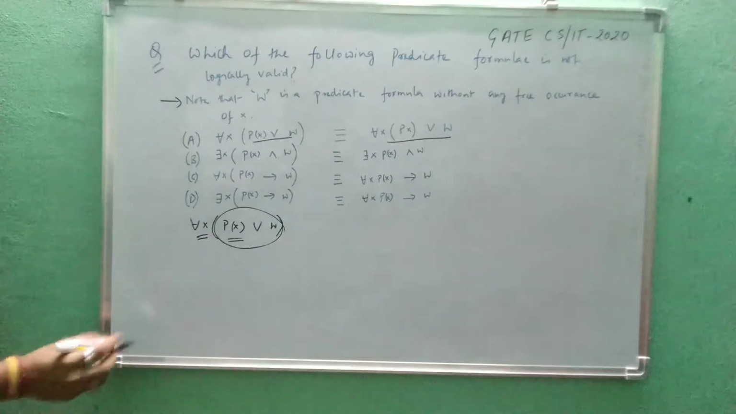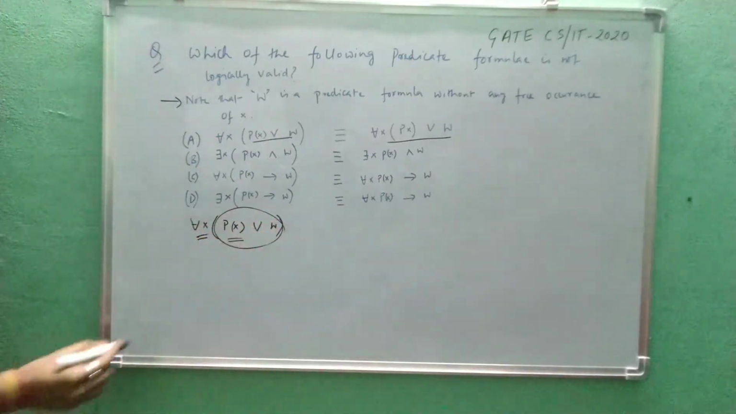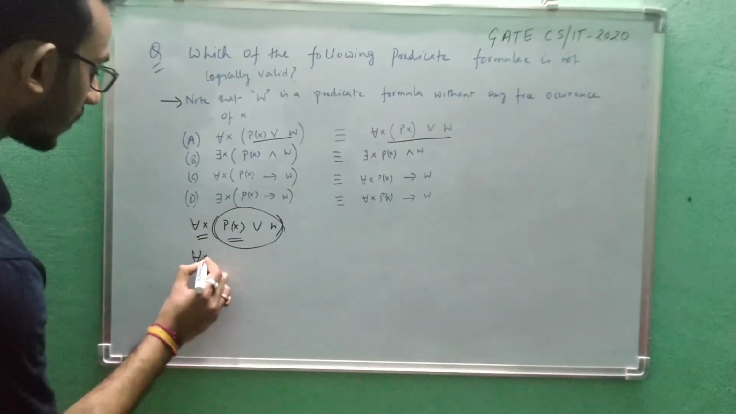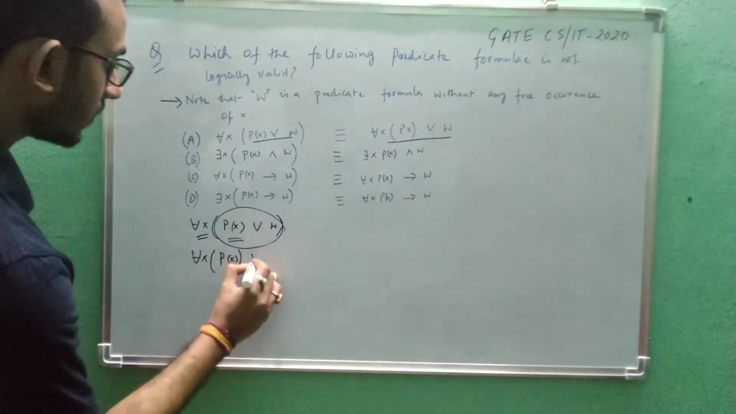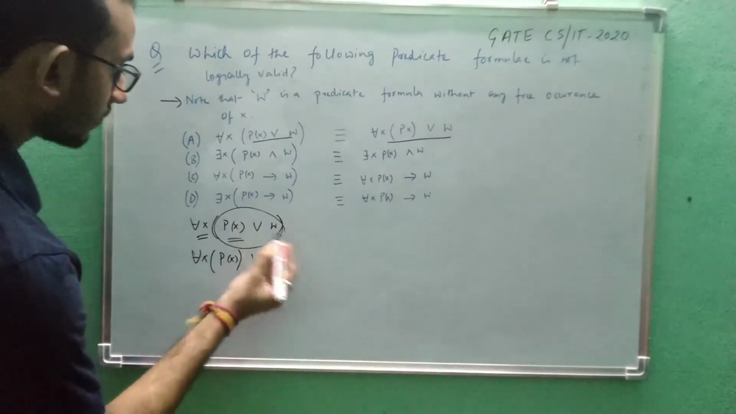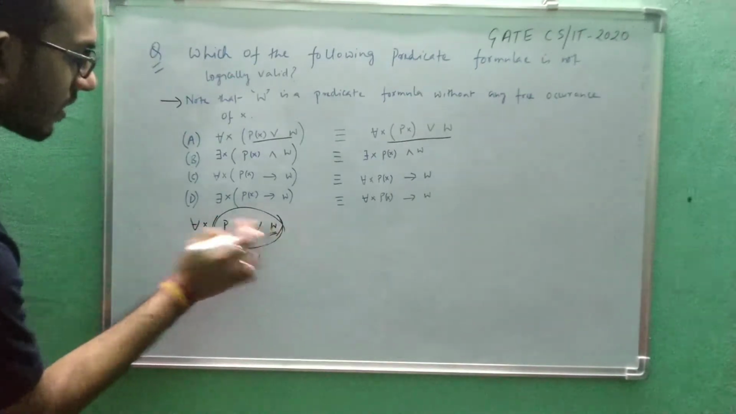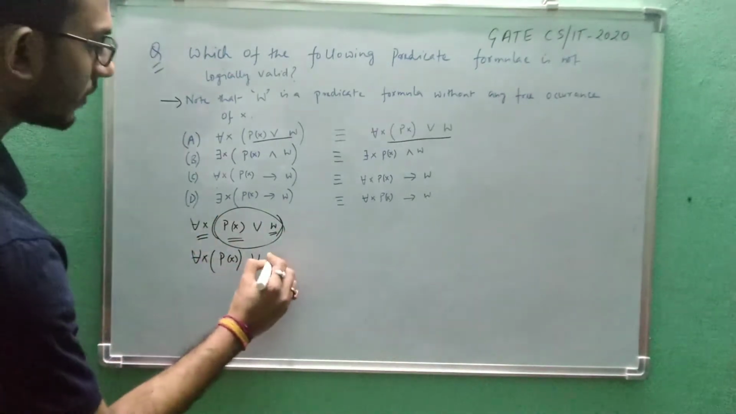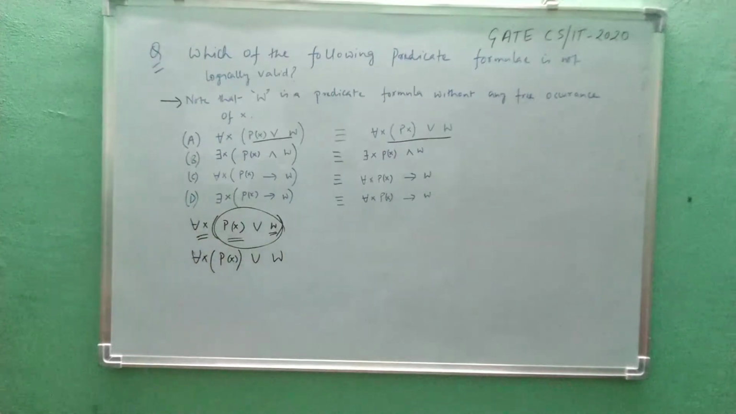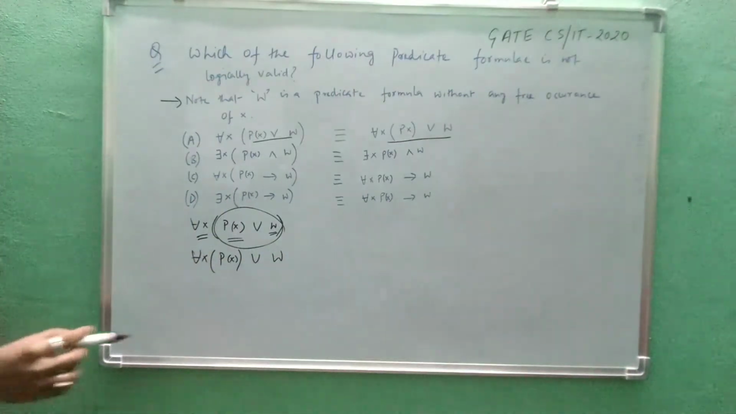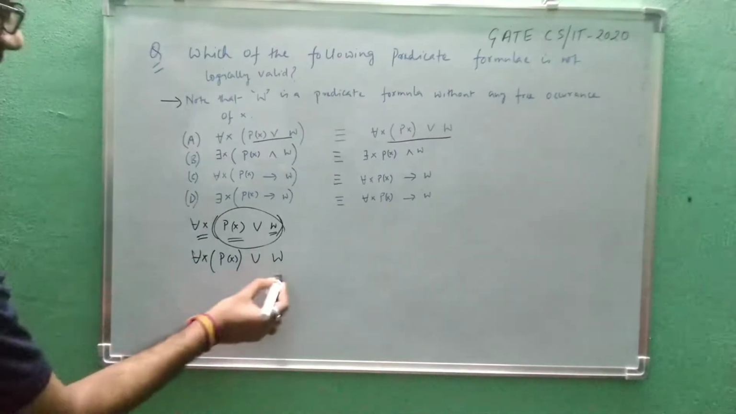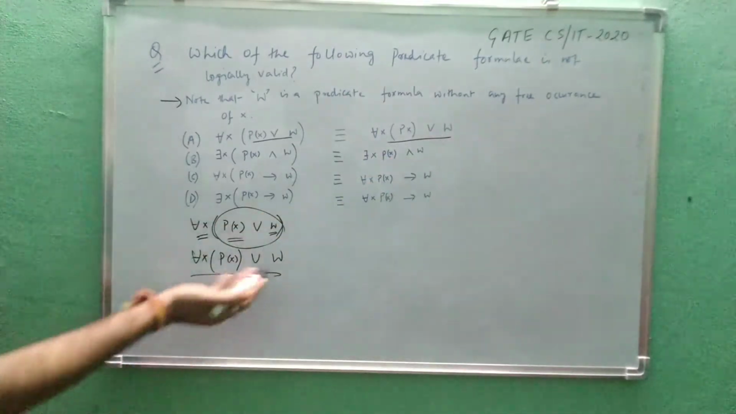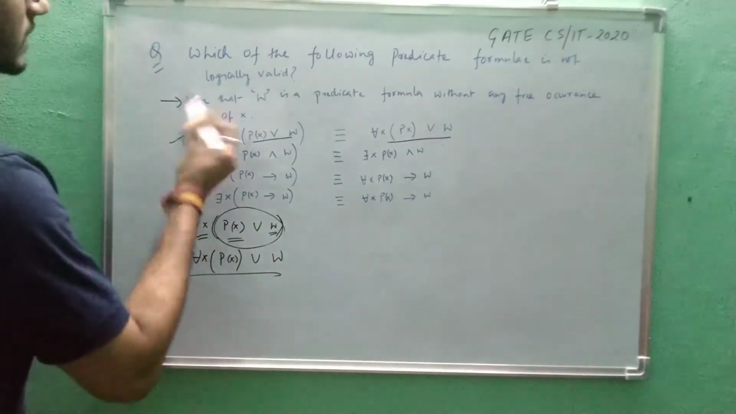So we'll just try to split this formula: for all x of P of x, union W. W is not dependent on x actually, so W will remain W. It has nothing to do with what x is doing. So this is what we have got. This was very simple. So option A is correct.